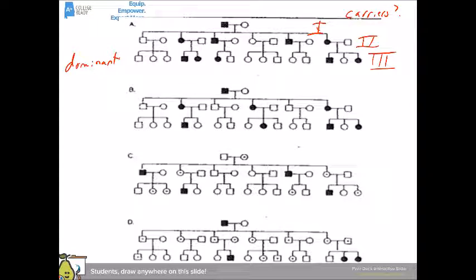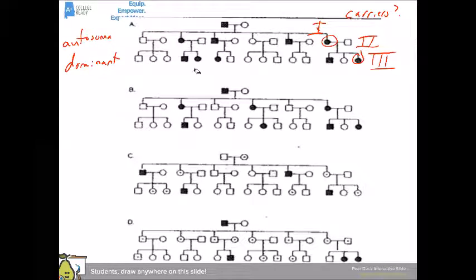Then you want to know, is the trait X-linked, autosomal, Y-linked, and so on. So you look at, first of all, are males and females affected equally? So just count how many of each. So for females, we've got 1, 2, 3, 4, 5 affected females. And it looks like we also have 5 affected males. If males and females are affected equally, that's almost always autosomal.